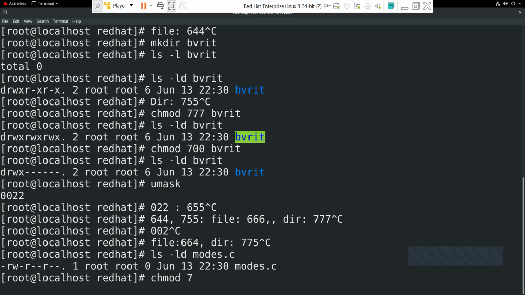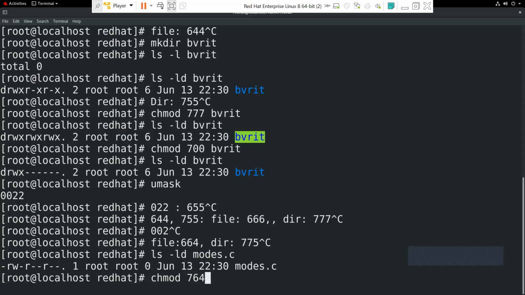Next, for group read and write permissions. What is the value? For the group, only read and write permissions. Read 4, write 2. How much? 4 plus 2. Not multiplication. Total. 6. 6 means for the group we are giving read and write permission. For others, I wanted to give only read permission. How much? Only 4.